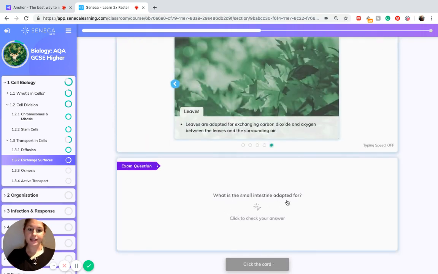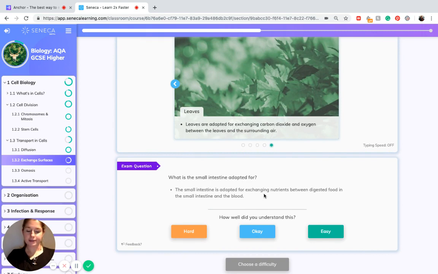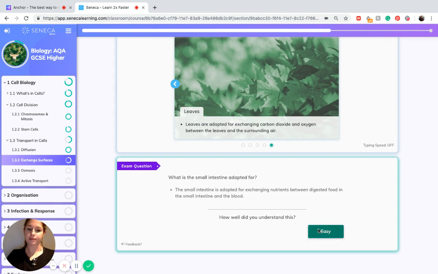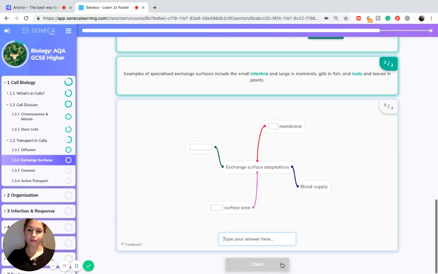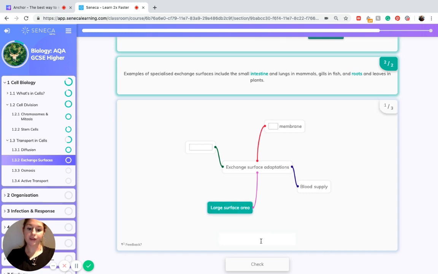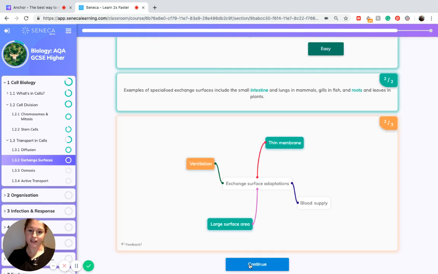So what is the small intestine adapted for, as we've just learned? It's adapted for exchanging nutrients between digested food in the small intestine and the blood. So let's just recap on these specialized exchange surfaces. They include the small intestine, the lungs in mammals, gills in fish, and roots and leaves in plants. So, what are the adaptations that exchange surfaces tend to have, which we learned right at the beginning of this episode? So, a good blood supply, a large surface area, a thin membrane so the diffusion distance is small, and ventilation.